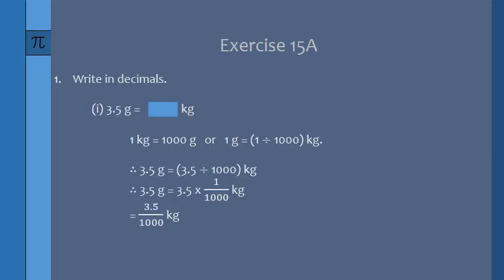And now children, as we are dividing 3.5 by 1000 and there are 3 zeros in 1000, so the decimal point will move 3 positions towards the left side. So our answer will be 0.0035 kg.